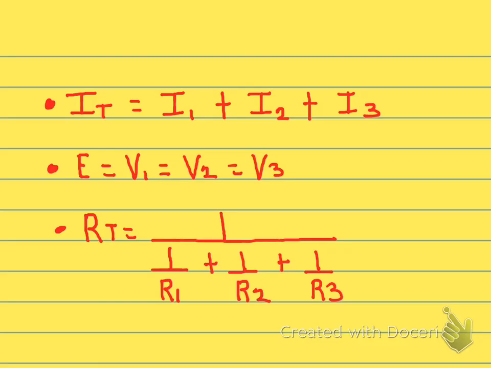Key characteristics: IT is the sum of the branch currents, I1 plus I2 plus I3 plus I4. E is V1 equals V2 equals V3 equals V4. All the voltages are the same, and that's the formula for the total resistance.